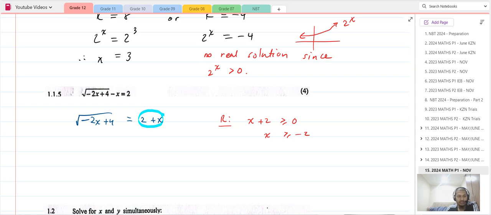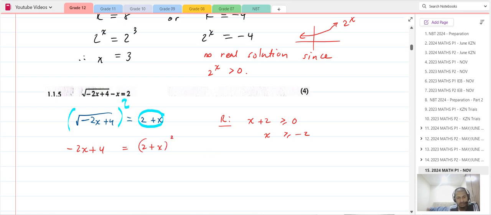Right, so in order to solve this problem, we will square both sides and then we will proceed. Right, so let us square both sides. Squaring, you will get negative 2x plus 4 equals (2 plus x) all squared. Basically we are squaring both sides. Now squaring this side will give me negative 2x plus 4.